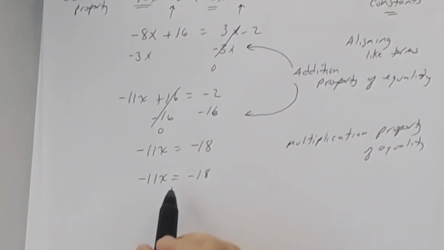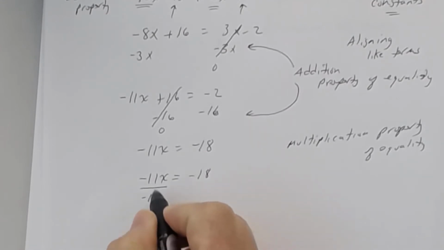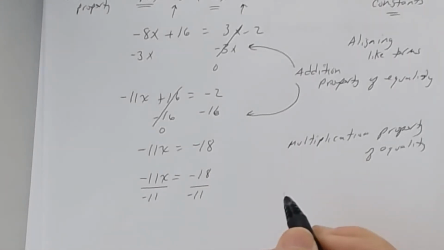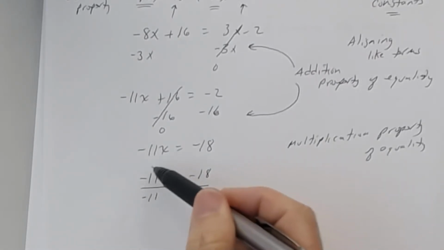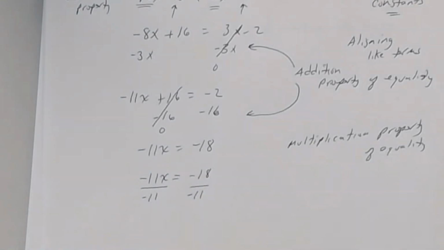So if I'm multiplying by negative 11, I'm going to have to divide by negative 11. So if I divide the left side by negative 11, I have to divide the right side by negative 11. Remember, the whole point was to get what term on this side? X. So the whole idea was to get x by itself, right? Just like we did here.